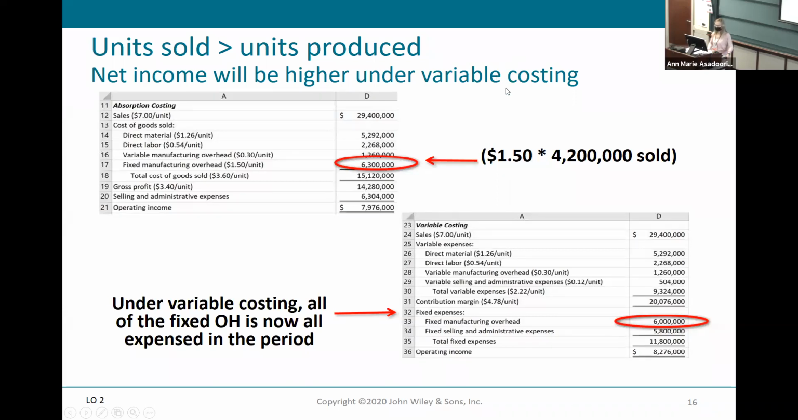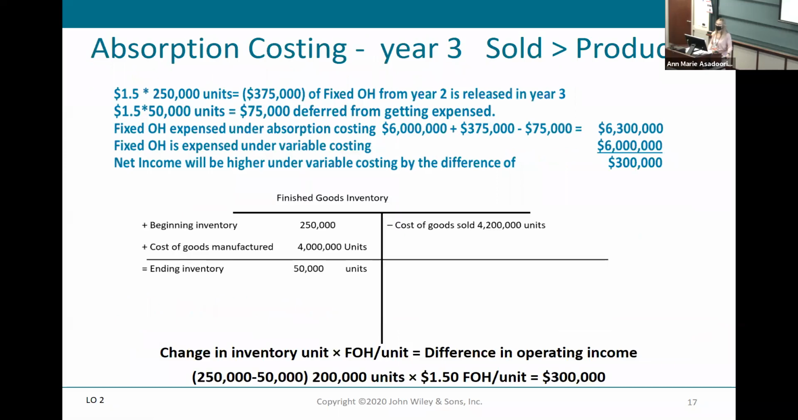Does it make sense? And we can put it into that T account so I can show you what's happening here, right? So these were the 250 units that we didn't sell from year 2. Remember, it was the 375,000 in fixed overhead that got deferred, causing my net income to be overstated in my accounting system. Right? Is everybody good with that? Right. Then I make another 4 million. So now I have to figure out what I'm selling.